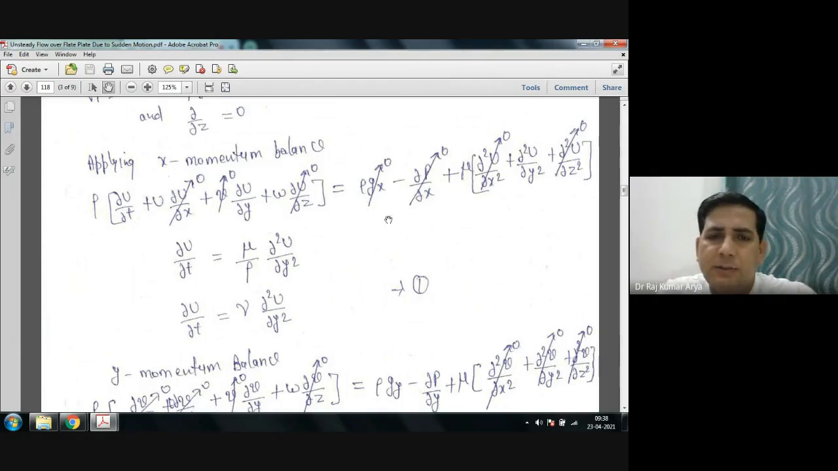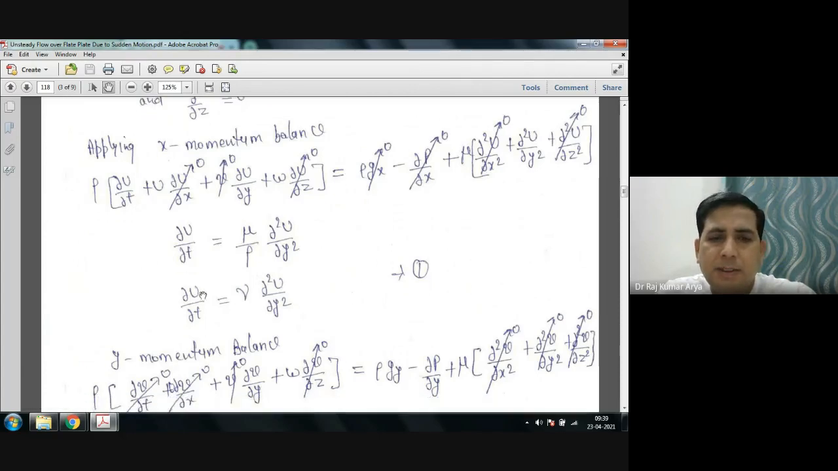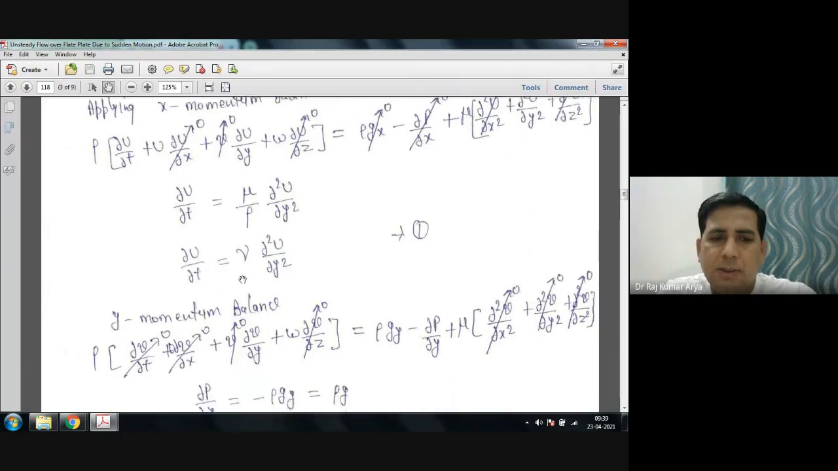Then if you simplify that, you are solving it for unsteady state, so velocity can change with respect to time. So what you have here is del u upon del t equals mu by rho del square u upon del y square. This is a partial differential equation of second order, so that needs to be solved. And that mu by rho is termed as nu, and nu is called the kinematic viscosity of the fluid.